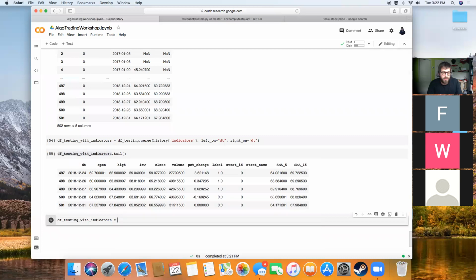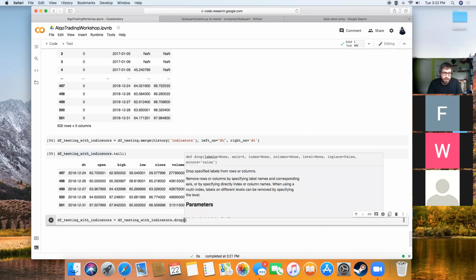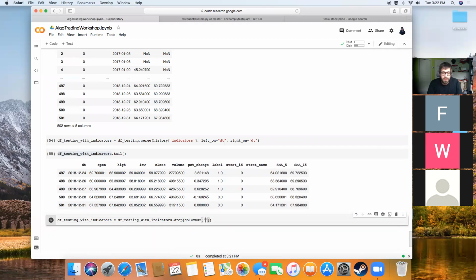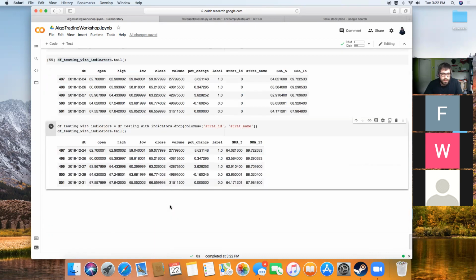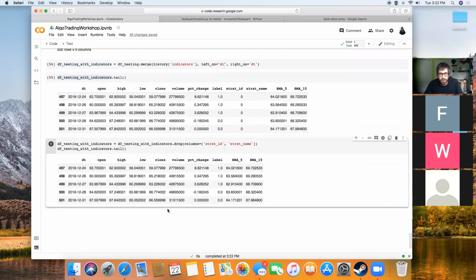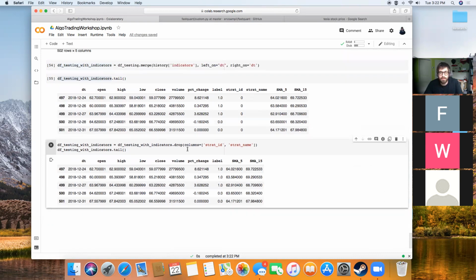So let's do a drop. And with the drop, I'm going to specify which columns I want to drop. The columns would be strat ID and strat name. Let's see if it worked. I always test every little step I'm doing because you never know when you simply have a typo or something doesn't work. Okay, so it was dropped successfully. And now let's make DT back to the index.